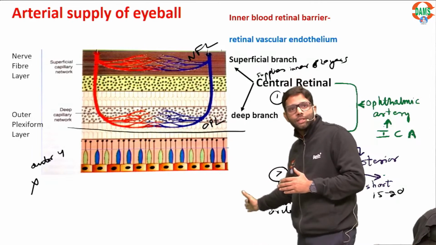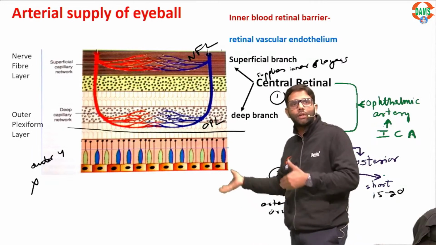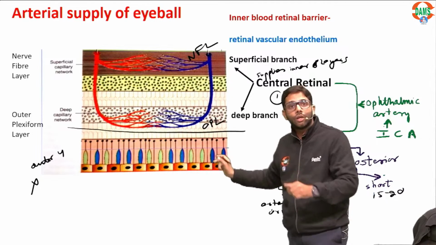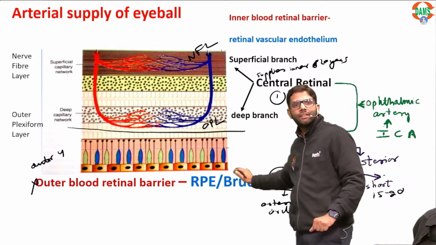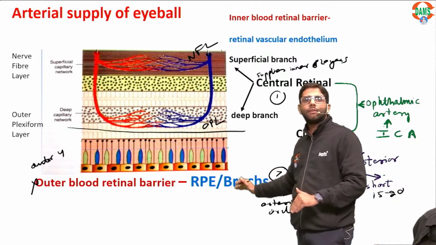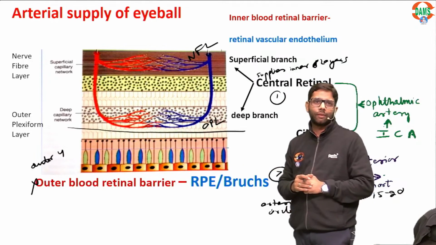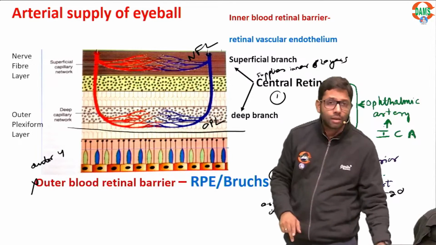And the choroidal fluid should not come into the retina tissue. So there is an outer blood retinal barrier formed by tight junctions of RPE and the first layer of choroid, Bruch's membrane. This is the vascular supply of the retina.